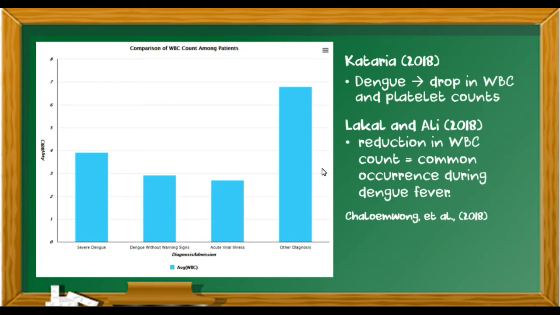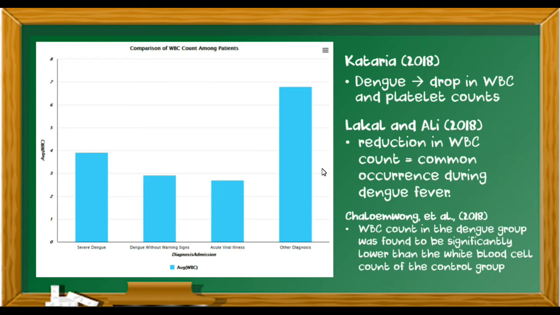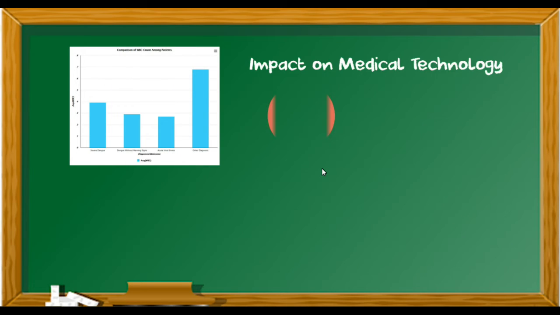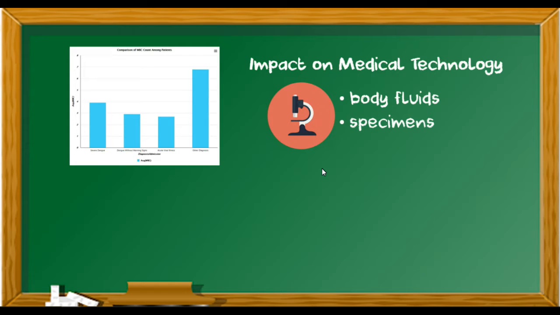The findings in a study conducted by Chalawem Wong 2018 also support this relationship, when the white blood cell count in the dengue group was found to be significantly lower than the white blood cell count of the control group. These findings have a significant impact on the field of medical technology, since analyzing body fluids and specimens is the primary job of a medical technologist.